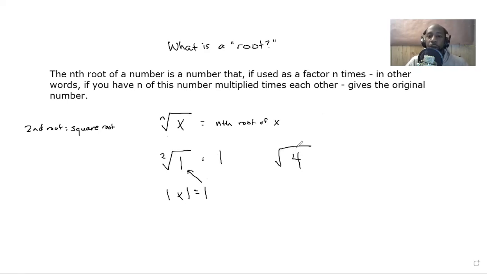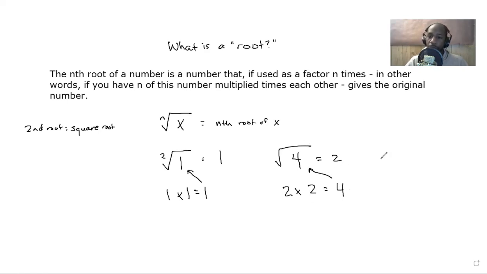What is the square root of 4? In other words, what is a number that if you use it as a factor 2 times, in other words, if you have 2 of this number multiplied times each other, you get the original number 4? What is a number that if you just take it by itself 2 times, you get 4? It's 2. Okay, because if you have 2, according to n equals 2, if you have 2 of those being multiplied times each other, you get the original number. So the square root of 4 is 2.